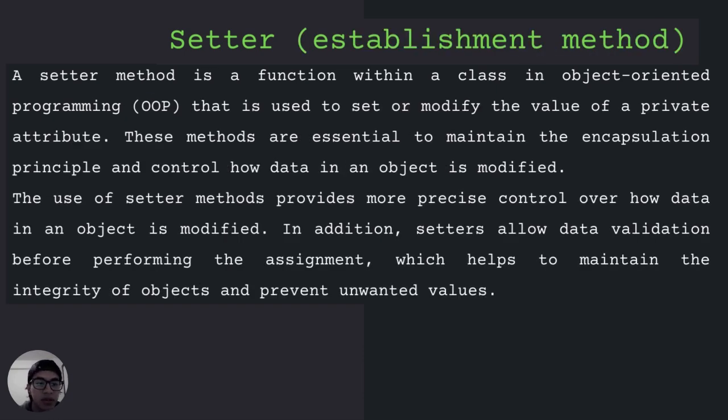Setter method. A setter method is a function within a class in object-oriented programming, or OOP, that is used to set or modify the value of a private attribute. This method is essential to maintain the encapsulation principle and control how data in an object is modified. In addition, setters allow data validation before performing the assignment, which helps to maintain the integrity of objects and prevent unwanted values.